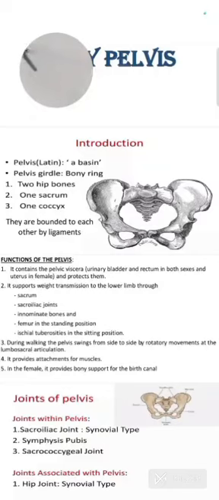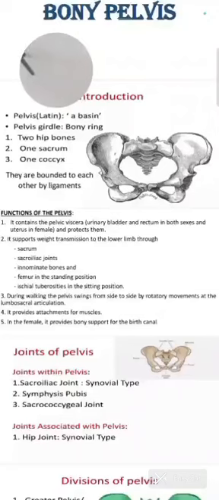So the pelvis, the meaning for this is like a basin. The pelvic girdle is formed by a bony ring which includes the two hip bones, one sacrum and one coccyx posteriorly. They are bound to each other by ligaments. You can see the picture of the pelvis, it looks like a basin.